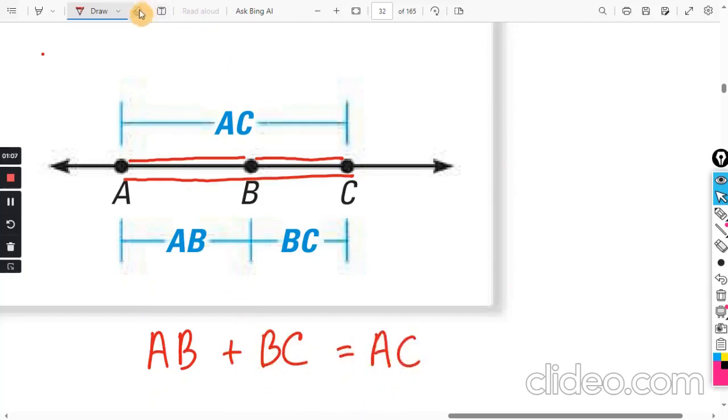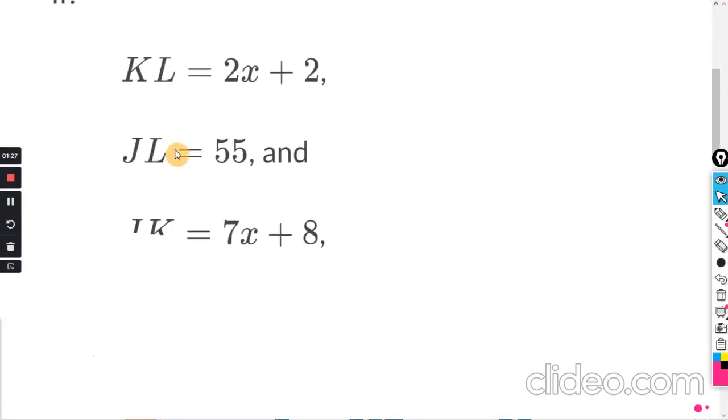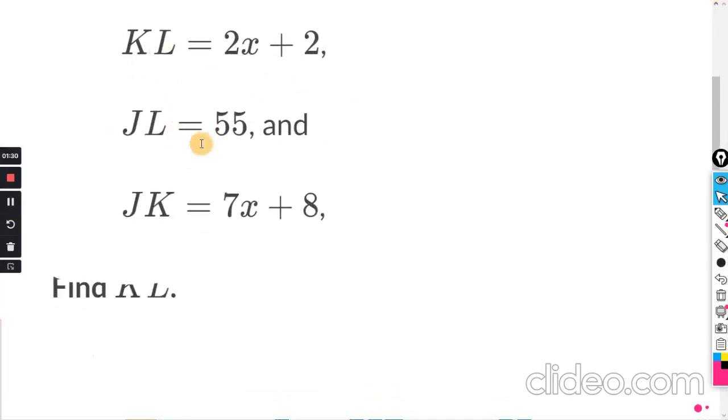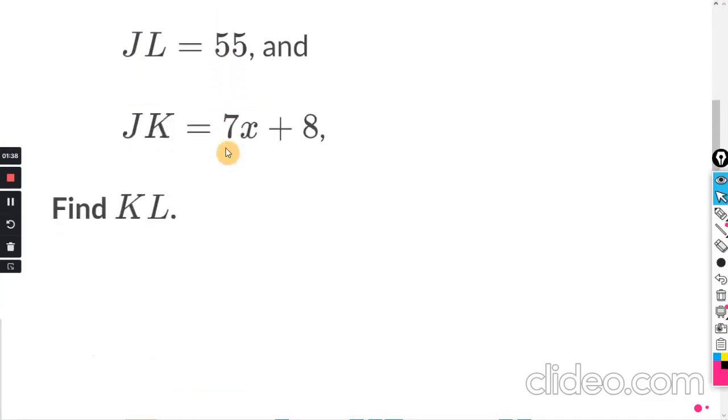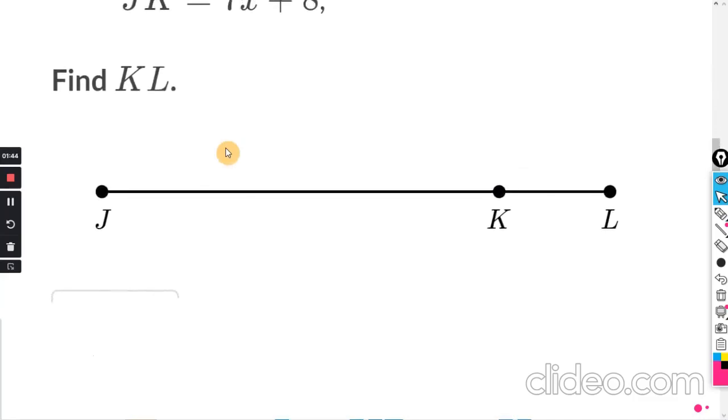And of course, the exercises on Khan Academy may have different letters, but in every single case, it's going to be this plus this equals the entire segment. All right, first problem. So as you can see, they give us some algebra expressions and perhaps a constant number for some of the lengths, okay? But before you look at the expressions or the lengths, what you want to do is write the equation based on the line segment that you are given.